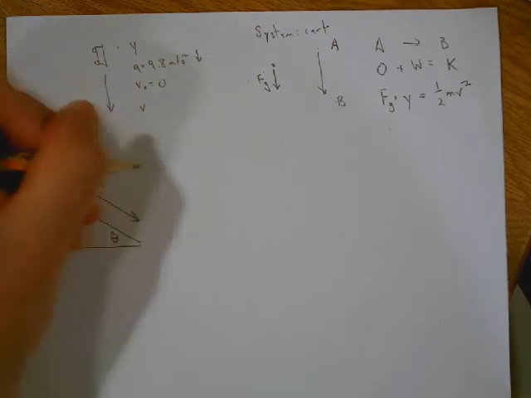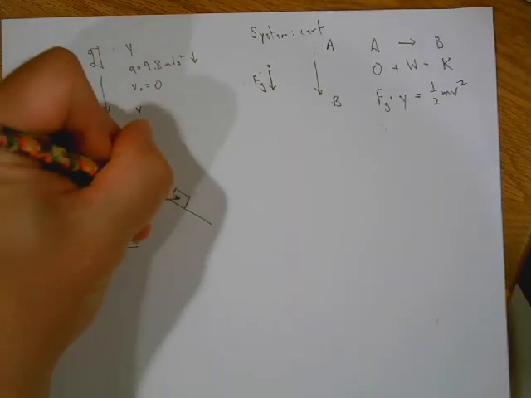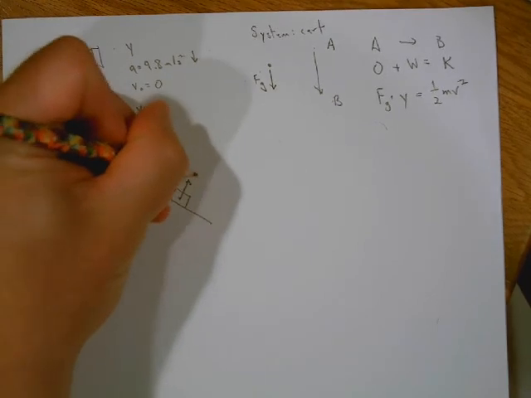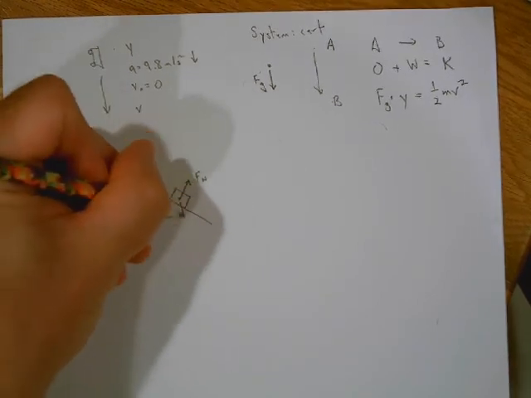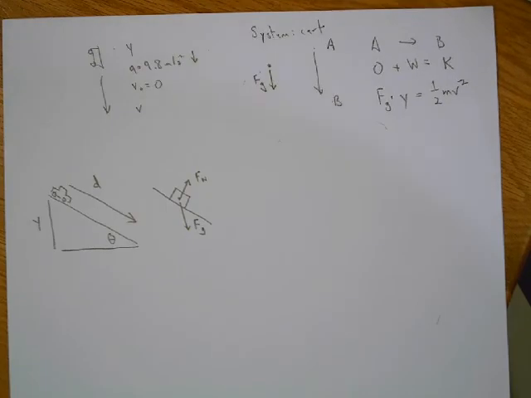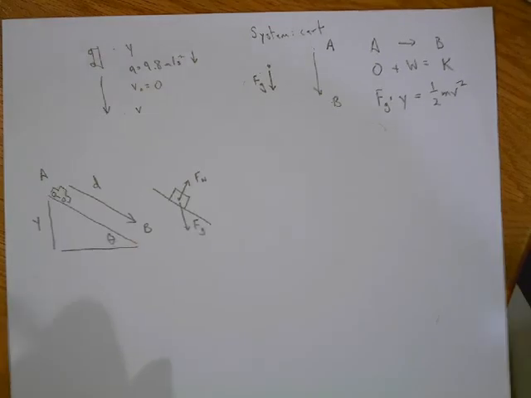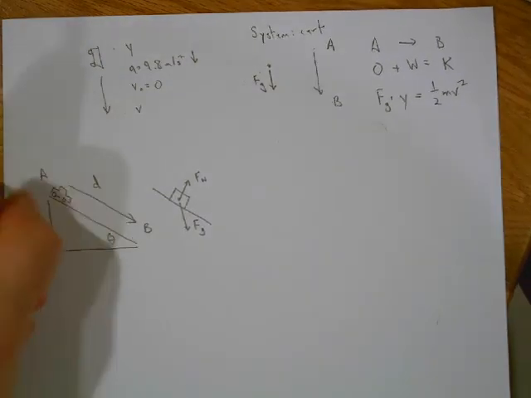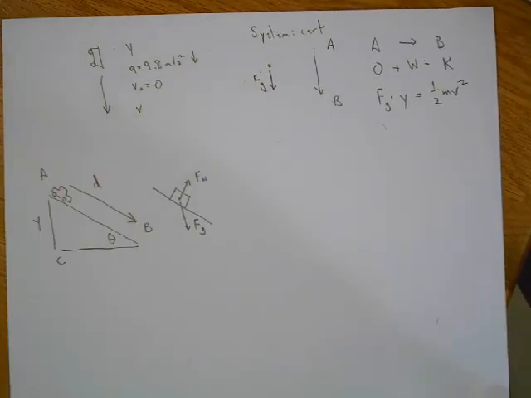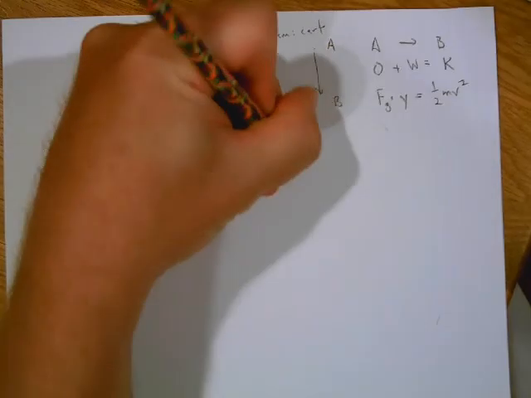You're supposed to draw an FBD, so my FBD is going to look something like this. Normal force, and then force of gravity. First you're supposed to label some points, A, B, and then later on you went from A to point C. Again, we are saying you have the cart only.